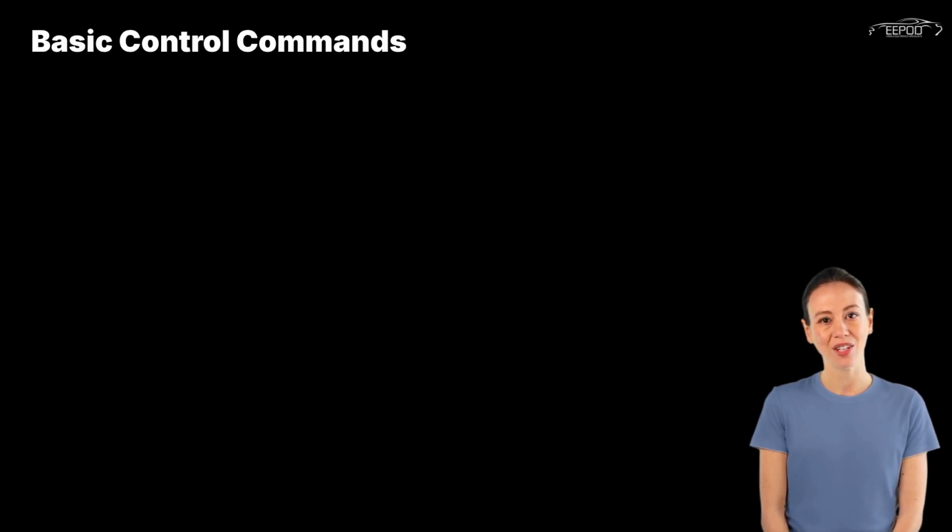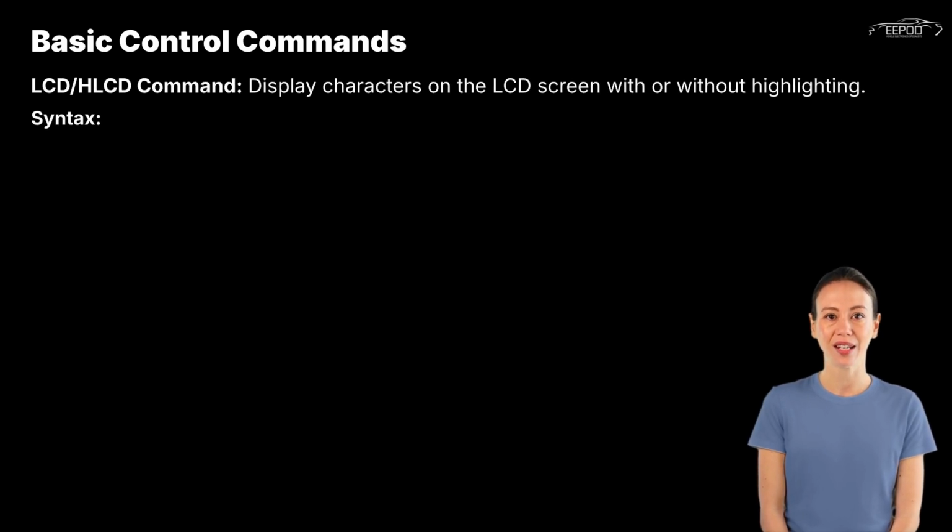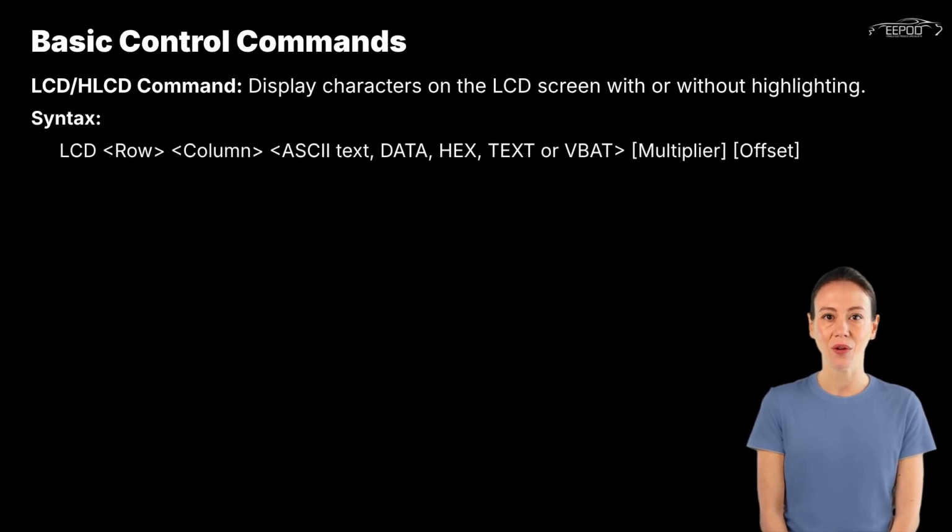Next, let's dive into how to show information on the screen using LCD and HLCD commands. So first, LCD. The LCD command lets you display any text, number, or even live data on the MyCANIC screen. The basic format looks like this. LCD followed by row and column number, followed by what to display, followed by optional fields, multiplier, and offset.